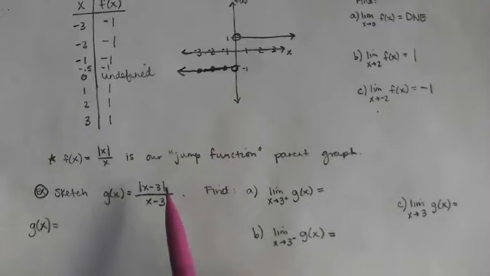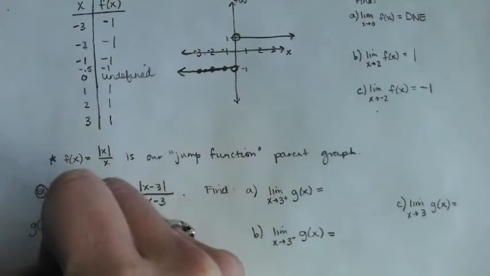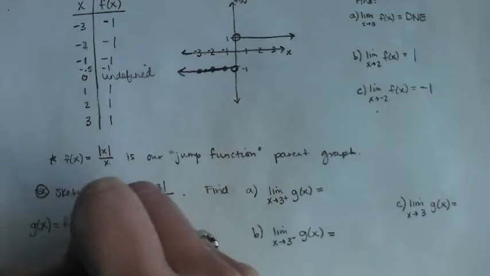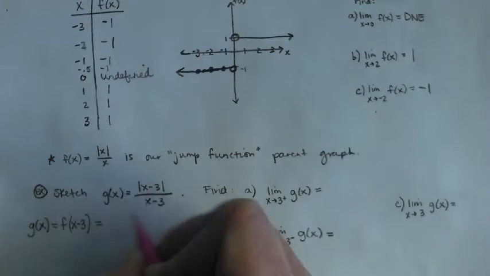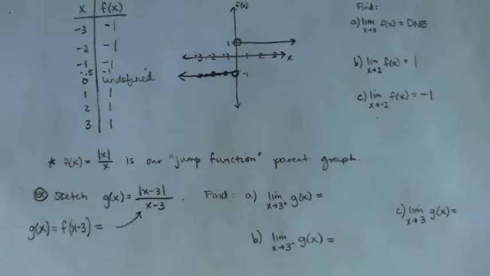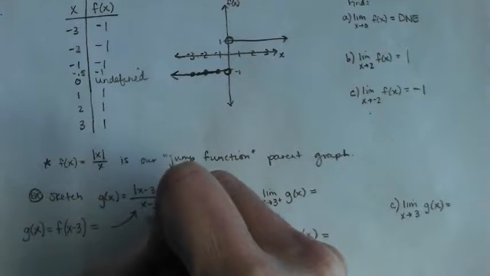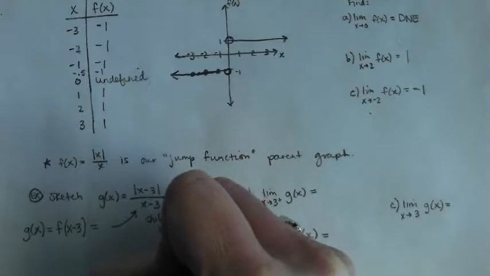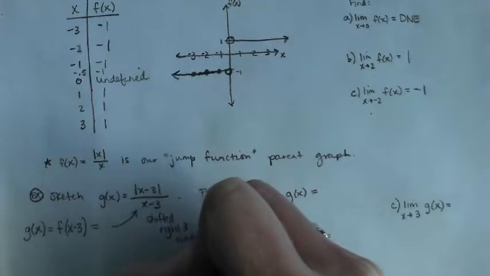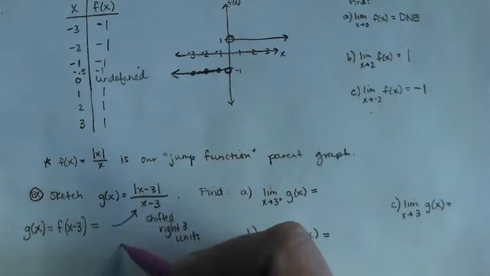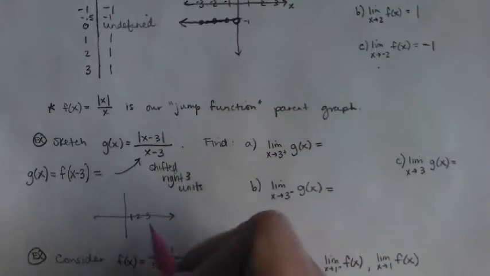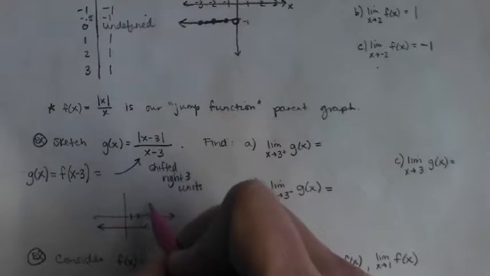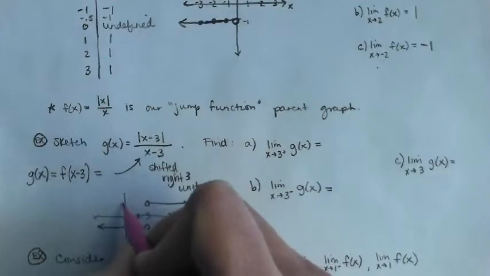Okay? But yes, g of x is essentially your f function shifted to the right 3 units, right? That's all they did, is plug in x minus 3 for the x, which means it's shifted right 3 units. And if we're sketching it, 1, 2, 3, yes, the jump does occur at 3. Correct.